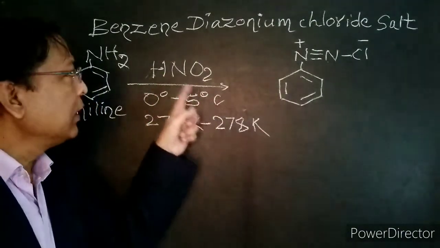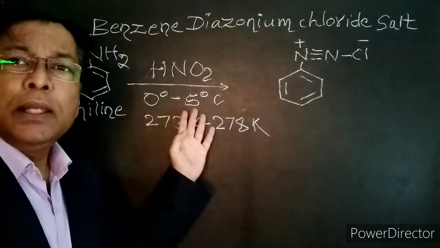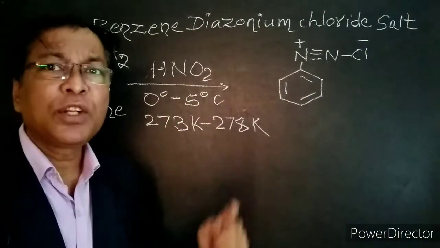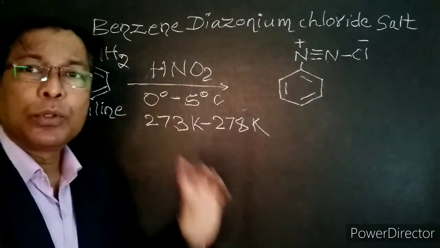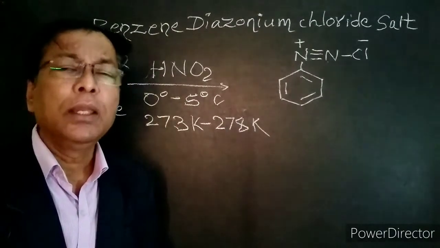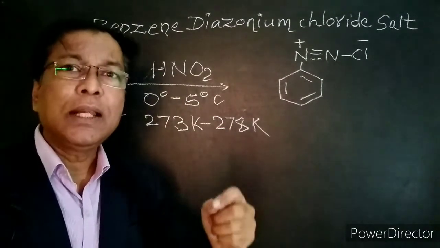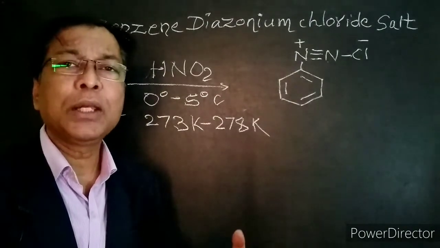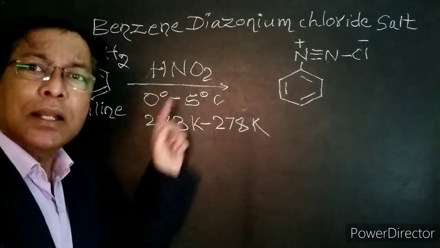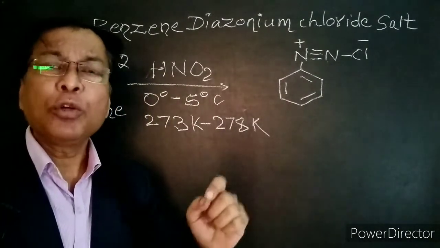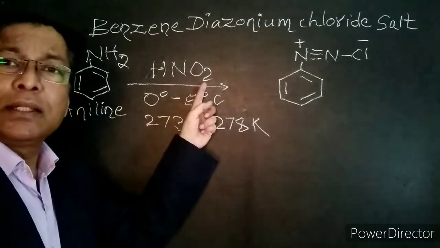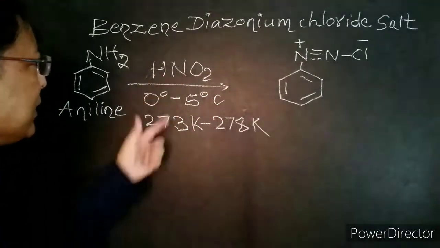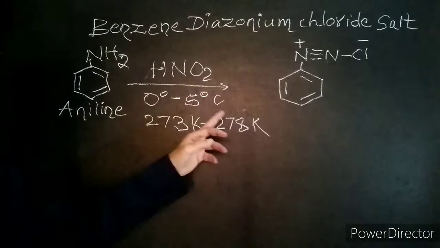I will answer many questions here. Why are we using nitrous acid? Why are we maintaining the temperature at 0 to 5 degrees Celsius? Here, one thing we must remember: nitrous acid means HNO2, nitric acid means HNO3. In the laboratory, HNO3, that is nitric acid, is easily available because it is stable at room temperature and it can be stored. But nitrous acid is unstable and it cannot be stored. Therefore, this nitrous acid must be prepared while carrying out this reaction.